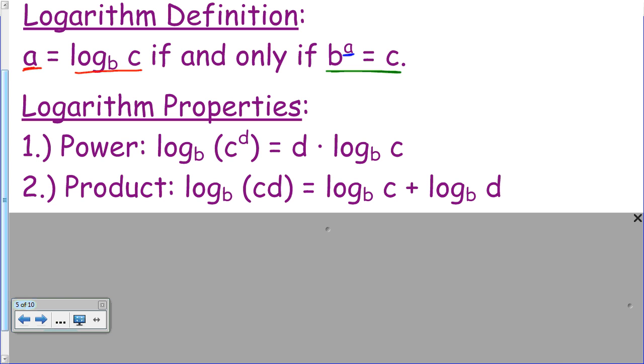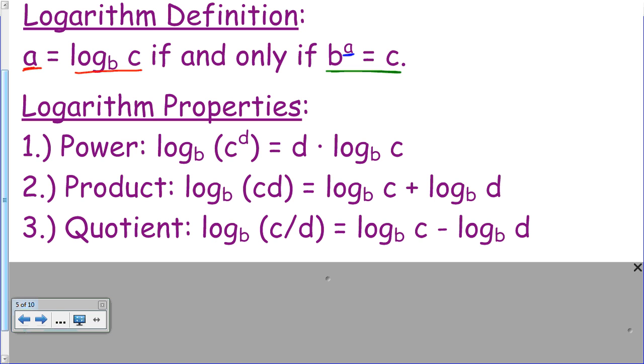All right, take a look at the second property. This is our product property. Product property says that the log base b of c times d is equal to the log base b of c plus the log base b of d. In other words, the log of a product, c times d, is equal to the sum of these two logs that we have on the right side. Okay, log of a product is equal to the sum of the logs.